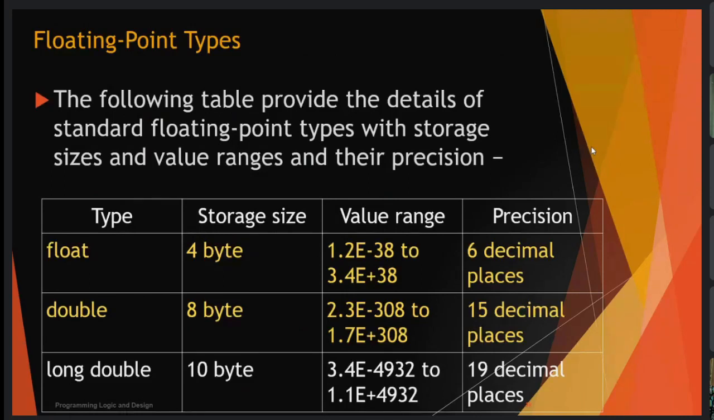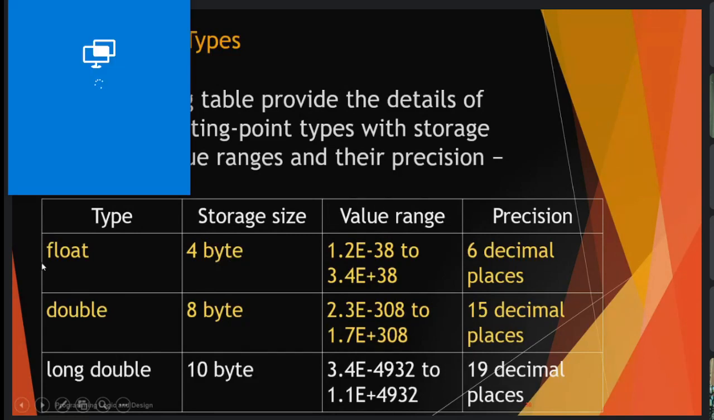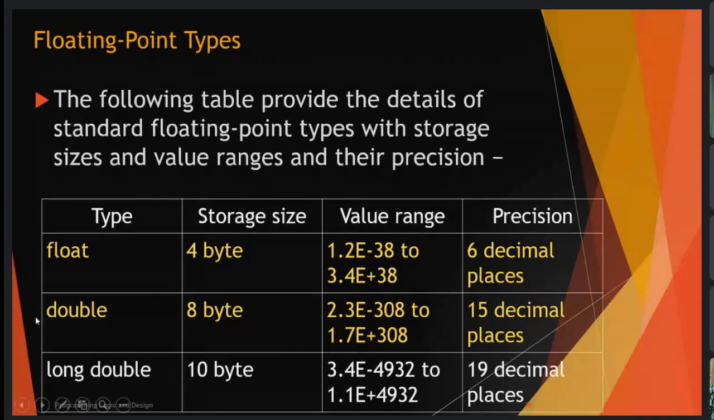So, let's talk about floating point. Floating point, as you can see, utilizes 4 bytes for float, 8 bytes for double. For long double, it's 10 bytes. But again, for some computers, it might not support this type, long double. So to make sure of the size, you make use of the sizeof operator.